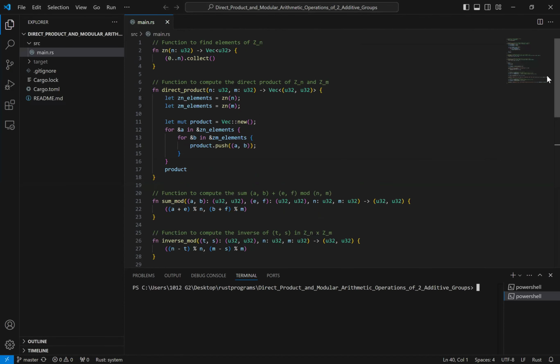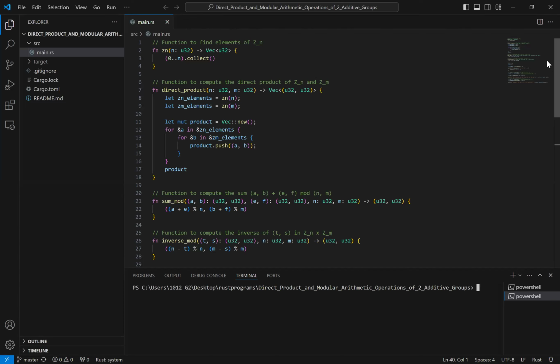Now, writing a Rust code for this particular group is not complicated. It's not a long code. I've made it long because I wanted, first of all, to give me all the elements of the group. Second, I wanted to multiply the elements. And third, I wanted to be able to give me the inverses of the elements.